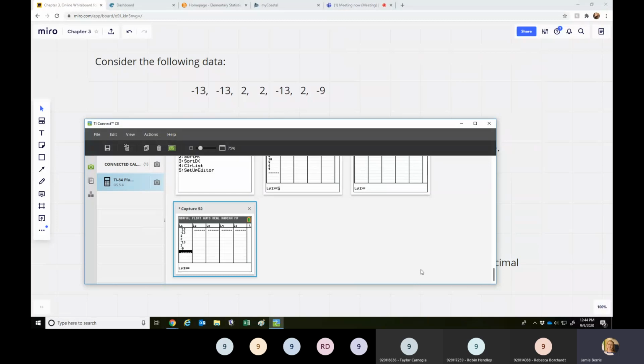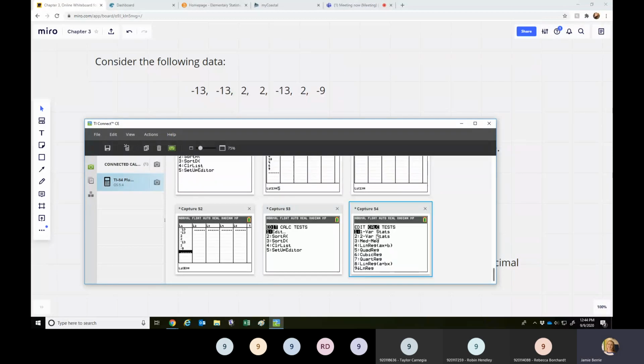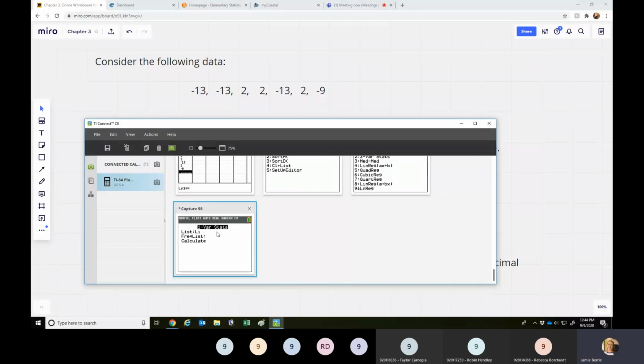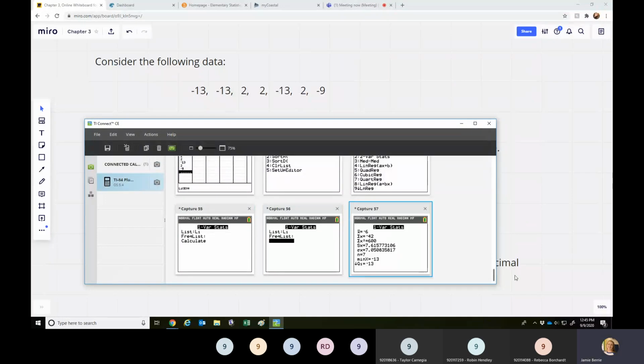Here's my data set all typed in, -13 twice, 2 twice, -13 again, 2 again, and then -9. Now I'm going to go over to stat again. It takes me to the main menu. Then we go over to calc and hit one var stats, the first one, and hit enter. Mine comes up with an extra page, so I'm just going down to calculate and hitting enter. And there is my one variable statistics.